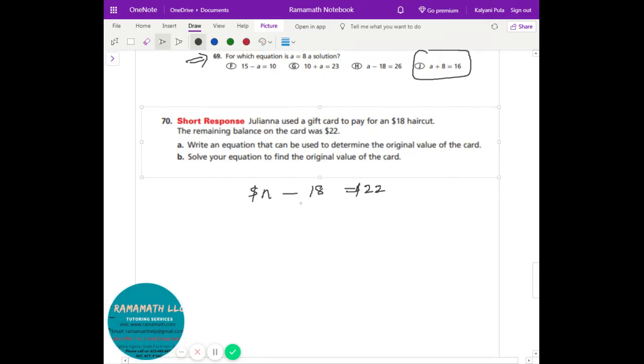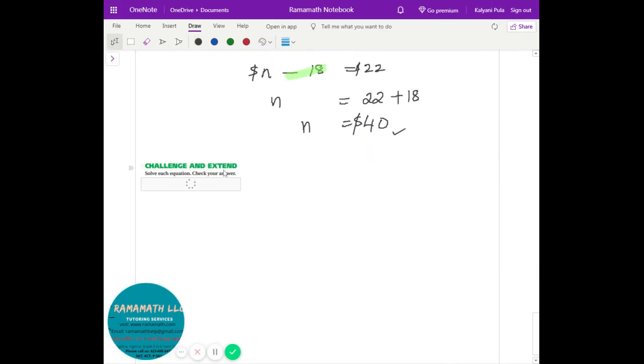Okay, so obviously, once you see this question, it's easy because we did the math already. It's minus 18, and you don't need to write a lot of steps. So once you get used to it, skip the steps. That's my suggestion. 22 plus 18, that's $40. So she has $40 on the card. Okay? It's a good question.